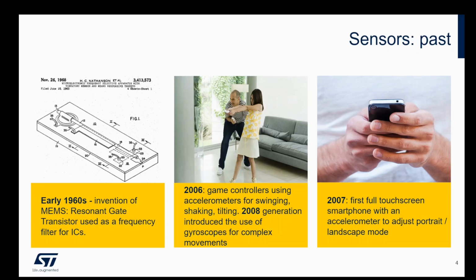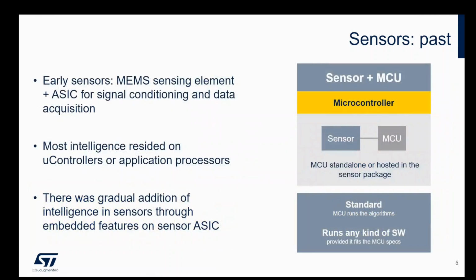As you can see, these sensors started out with something fairly simple, where the sensor was connected to a microcontroller. The sensor would output raw data, with some signal conditioning. So the sensor essentially had a sensing element and an ASIC. This ASIC would do the signal conditioning and data acquisition, of course. And all the logic to do anything, sensor fusion, determination of portrait versus landscape, all of that was done on the microcontroller.